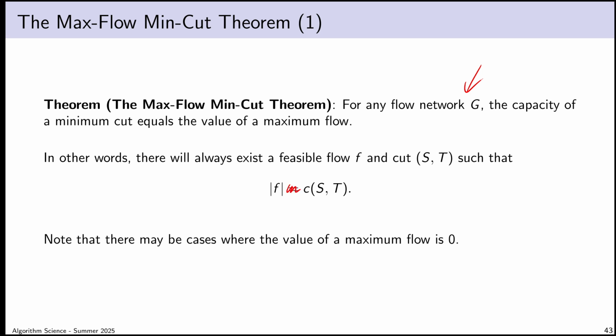Weak duality said that the value of any flow is less than or equal to the capacity of any cut. It doesn't guarantee that they're going to bump into each other, that they're actually going to have the same value eventually. But the max flow min cut theorem says that there will always be a flow and there will always be a cut where the value of the flow is equal to the capacity of that cut. And in turn, weak duality then guarantees you that this flow is a maximum flow and this cut is a minimum cut. Of course, I also have to observe that there could be graphs out there where the value of a maximum flow and the capacity of a minimum cut are 0.